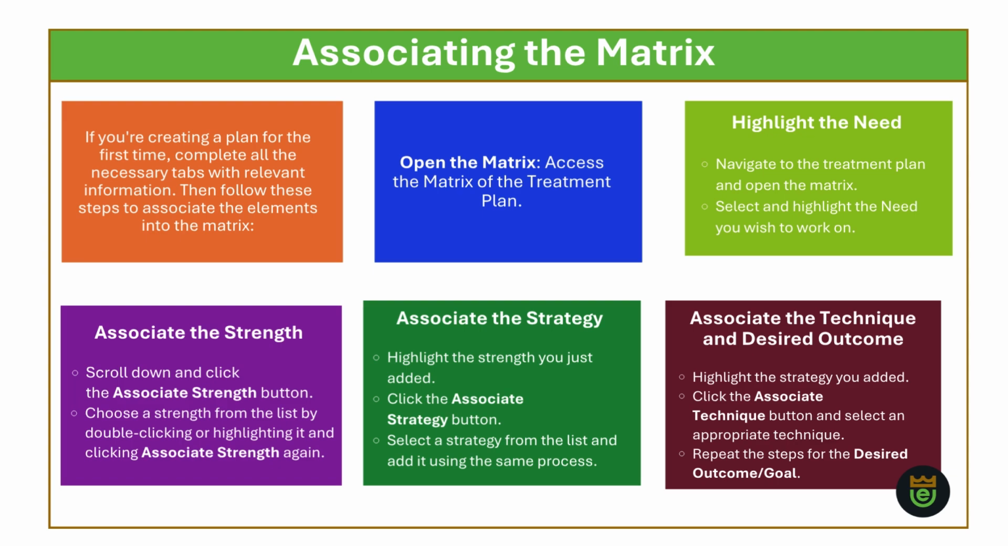Once the need is selected, scroll down and click the Associate Strength button. From the list that appears, choose the strength that best supports the identified need and click Associate Strength again to confirm and add it to the matrix.